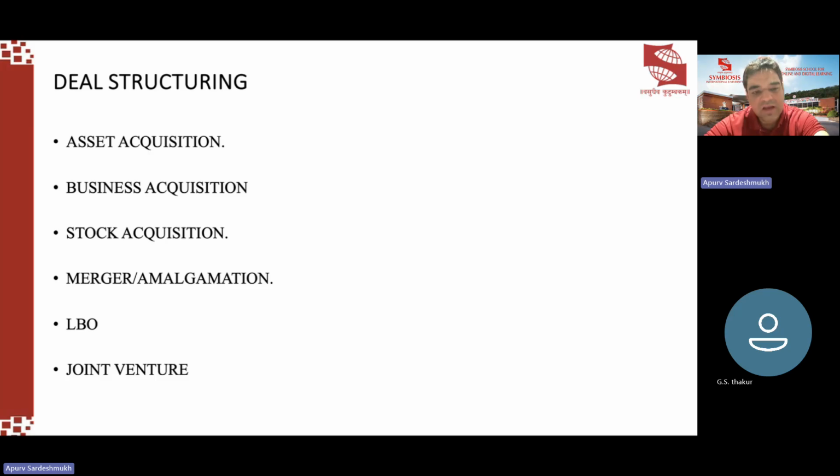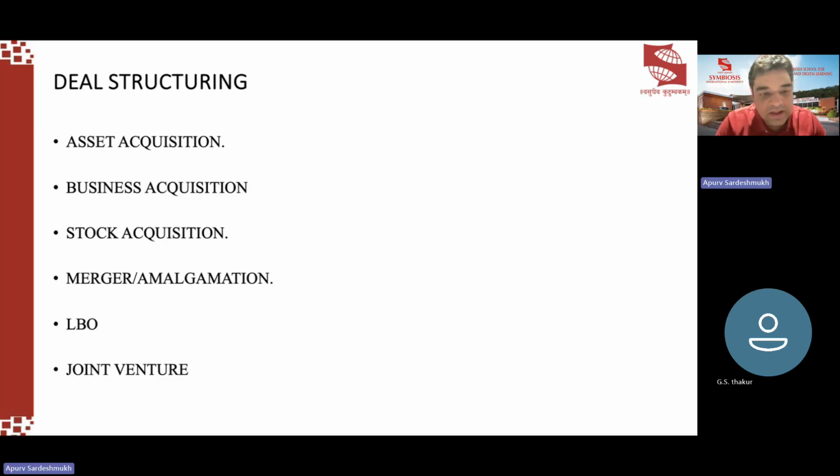LBO, what is an LBO? LBO is what is called a leveraged buyout. In this case, what happens is you avail a debt, a loan, and use that loan to buy the company, and you leverage that loan. The lender who has given that loan will leverage to take the receivable. So basically, an LBO is a leveraged buyout. We'll see that in detail as we move forward in this session.